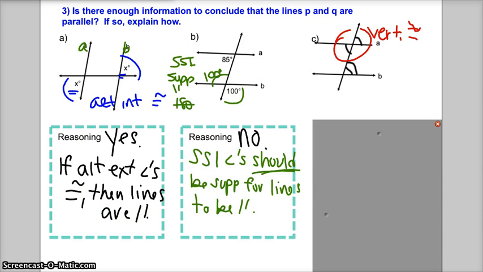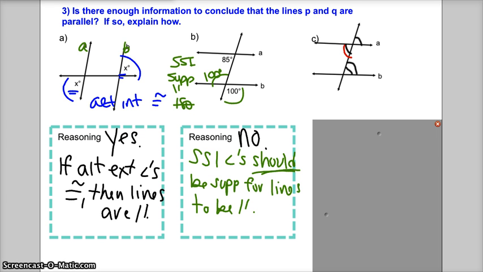Vertical angles are not created by two lines and a transversal. Vertical angles are created by intersecting two lines. So no, they have nothing to do with parallel, so that's not going to help us. A true statement: vertical angles are congruent, but not enough to conclude that lines are parallel. So now let's look at these other markings.